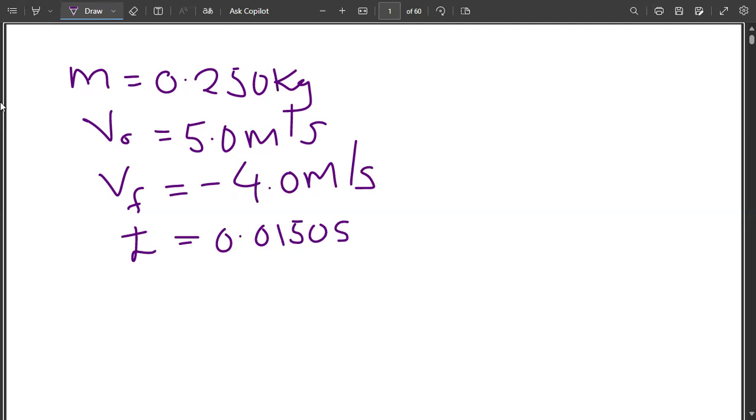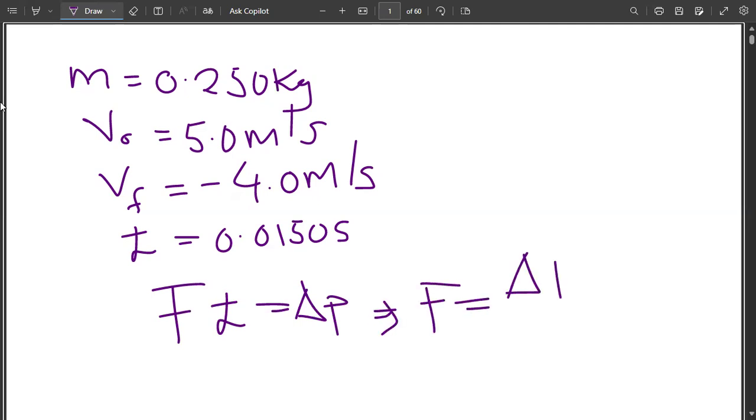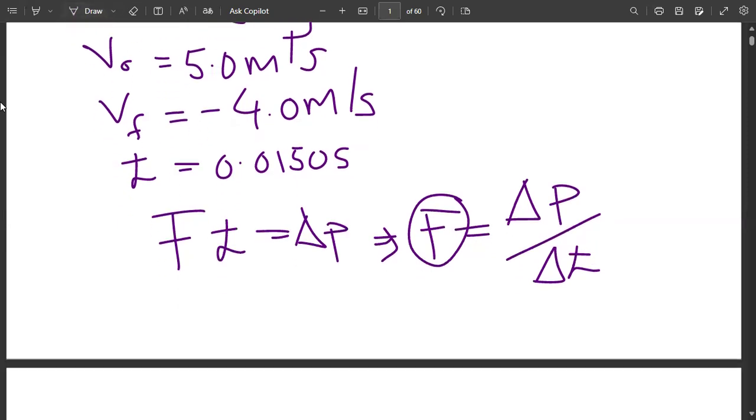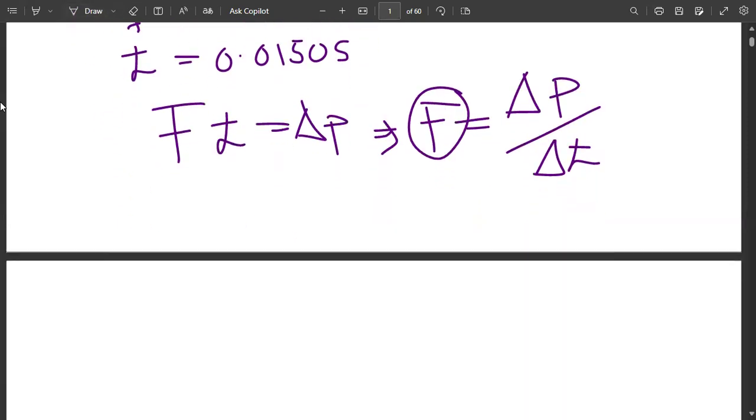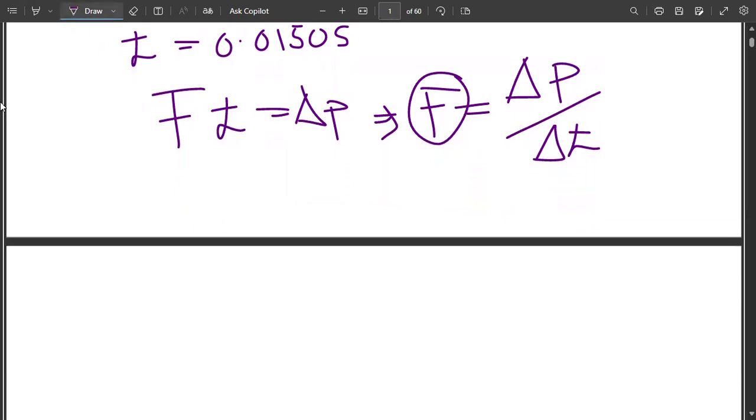So we know that average force multiplied by time is equal to change in linear momentum. That means our force will be equal to what? It will be equal to change in momentum divided by the change in time, like this. So we're just going to make our average force the subject of the formula there. From here, what else can we do? We can see that we're supposed to calculate the actual change in momentum.